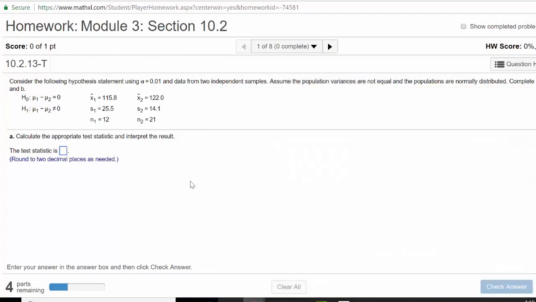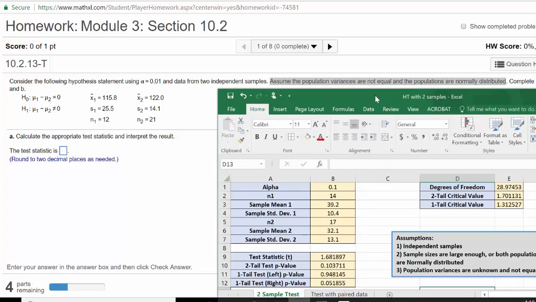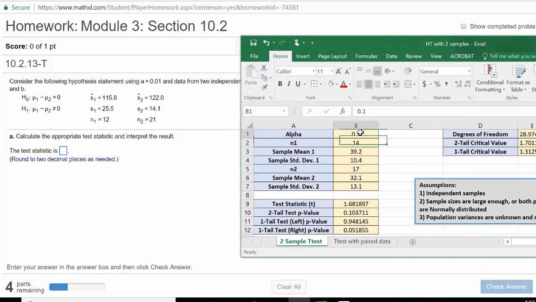Okay, I want to see if there is no difference between the means for these two populations, right? Based on these two samples. Okay, I want to double check my assumptions. Okay, population variances are not equal. Populations are normally distributed. I'm good to go. Let's just go ahead and do some computations. So, alpha level is 0.01.